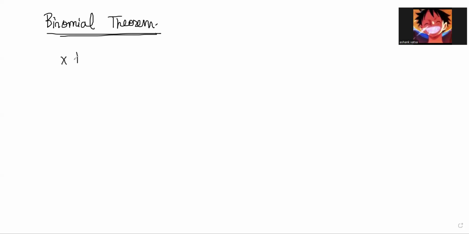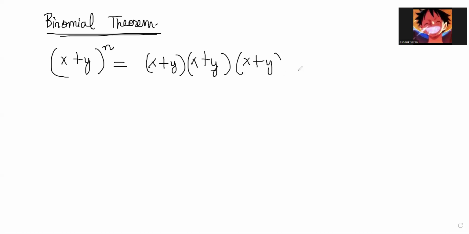So basically, it's like (x plus y) power n. How will you expand (x plus y) power n, right? The way to expand it is that it is just a multiplication of these, n times, right? So the way to expand it is you can construct something called Pascal's triangle. Have you heard of this before?